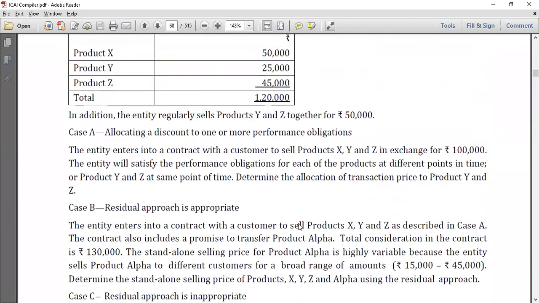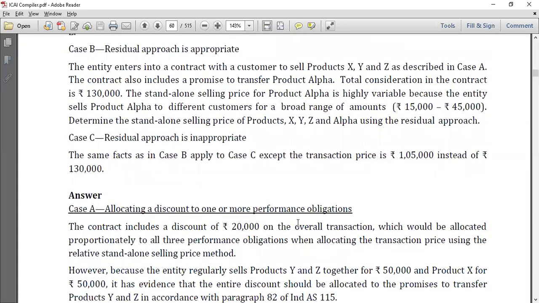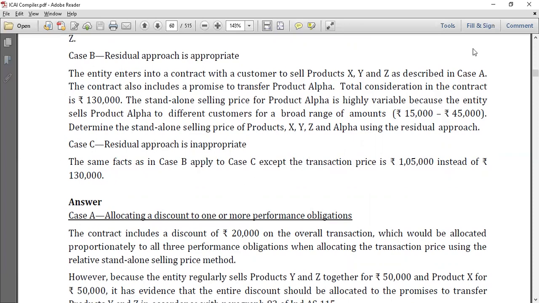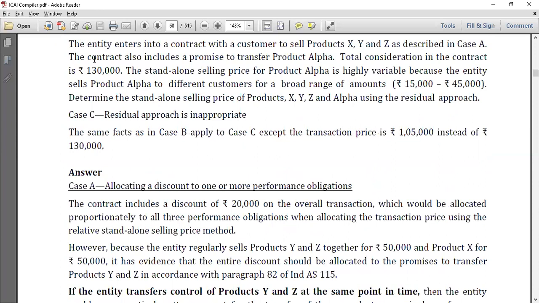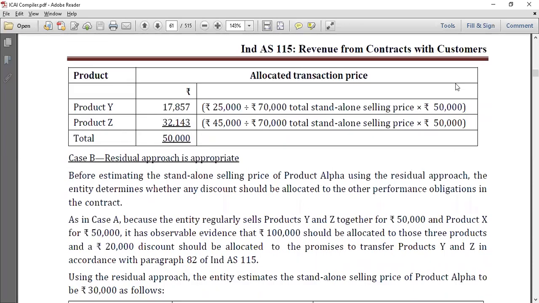Now the second case is the residual approach. Now the whole contract amount is 1,30,000. In this, the whole contract amount is 1,30,000, and you can see the same amounts as before: product X 50,000, Y and Z together 50,000, and you have the remaining 30,000 here, that is product alpha, and product alpha is ranging between 15,000 to 45,000. So here 30,000 can be allocated, between 15,000 and 45,000, right? So that's what is given in the answer.